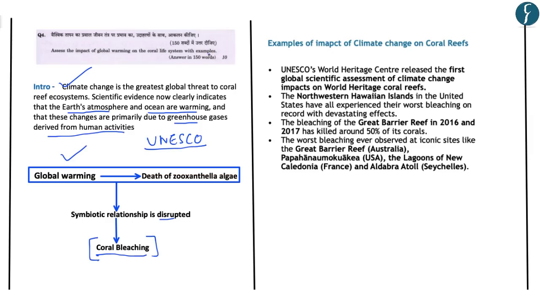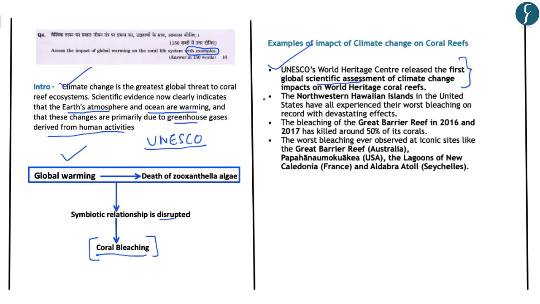Now, as the question requires us to provide certain examples of the impact of global warming on the coral life systems, we could have quoted a report which was published by UNESCO. This was related to UNESCO's World Heritage sites which have coral reefs and what was the impact of climate change on such coral reefs. So this was the first ever global scientific assessment of climate change impact on the World Heritage coral reefs.